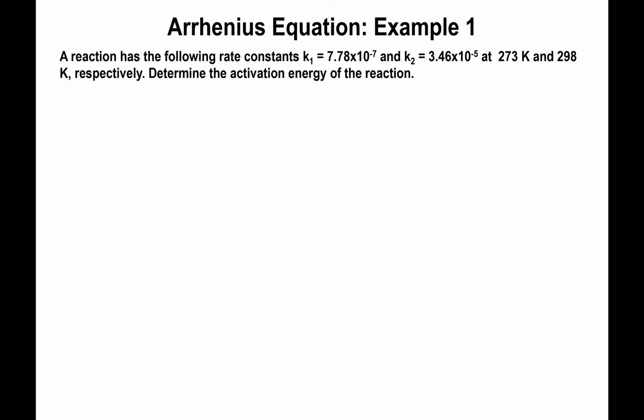Alright, so let's take a look at an example. We have rate constants for a reaction, 7.78 times 10 to the negative 7 and 3.46 times 10 to the negative 5 at 273 and 298 Kelvin respectively. We're going to use that information to determine the activation energy of the reaction.